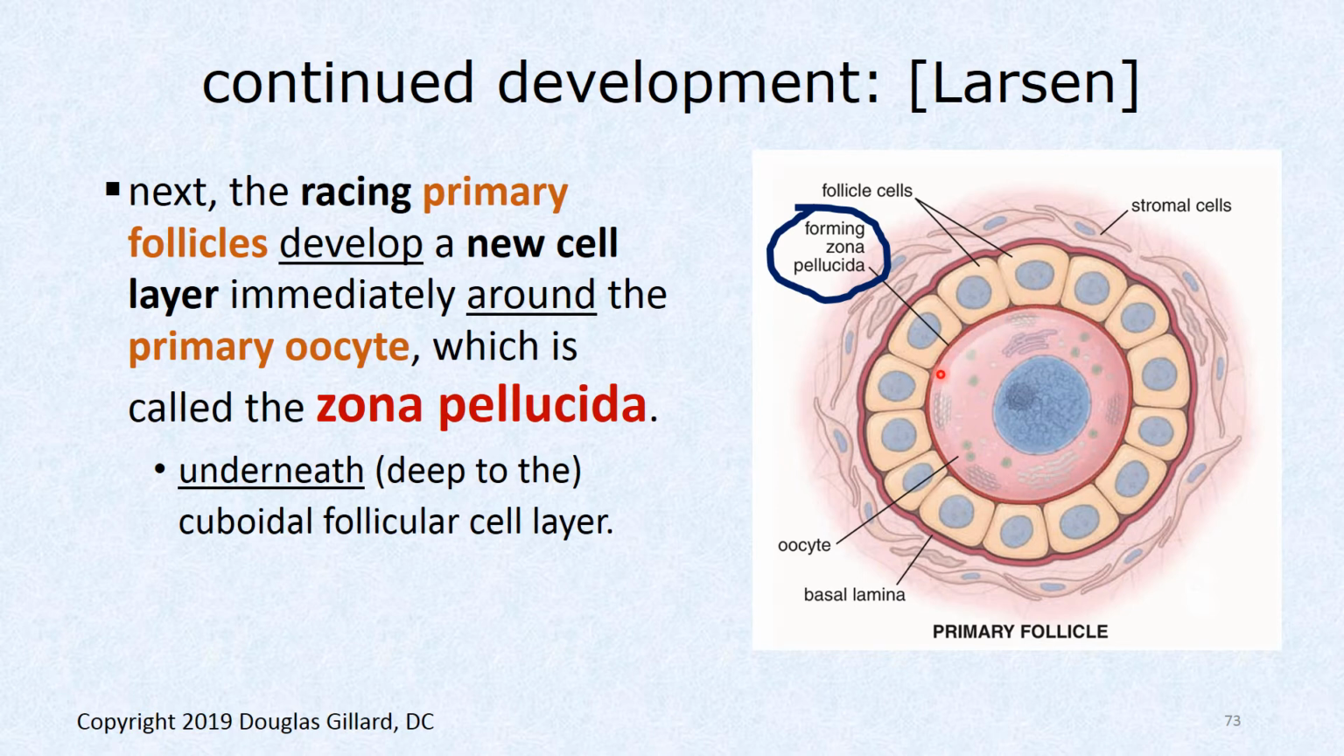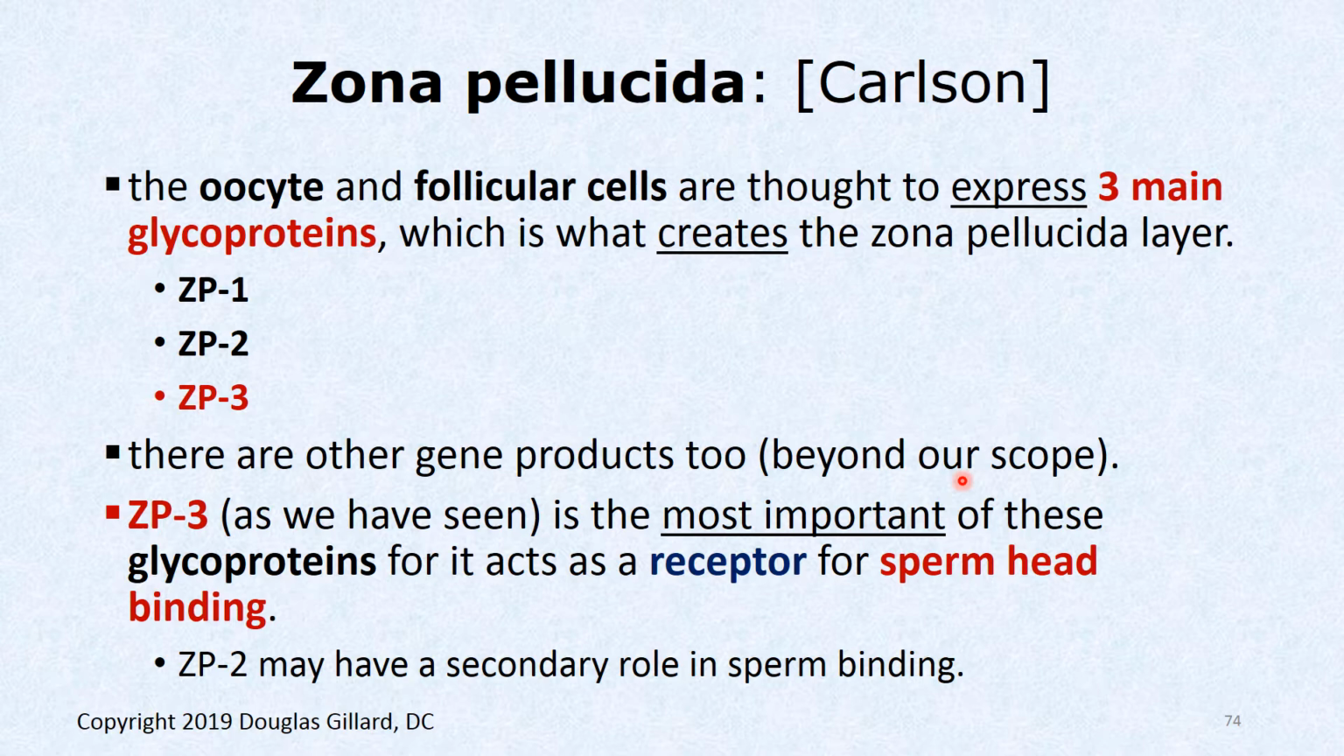This is called the zona pellucida, and we've already talked a tiny bit about the zona pellucida in the last lecture, right? It's got some ZP3 protein on it that binds the sperm head, right? Remember that from last lecture?